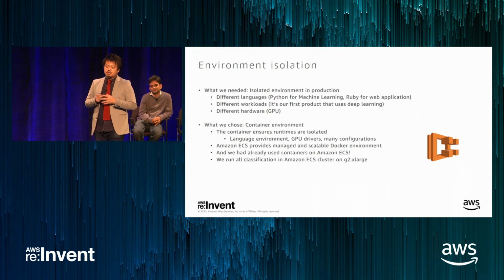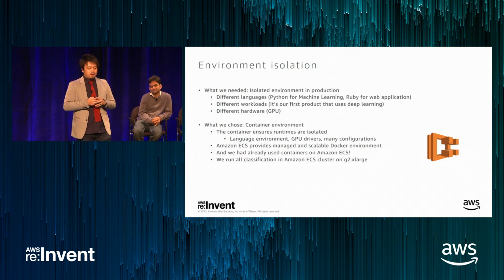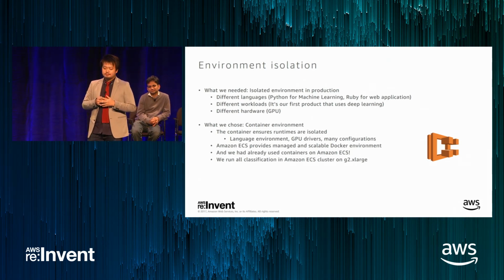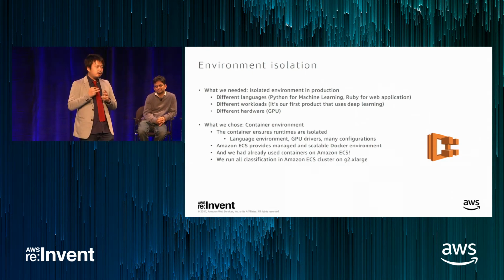In order to carry out deep learning in production, isolation of the environment was also necessary. Image classification software was written using a different language than we used, and it has a different workload from a web application. Finally, in many cases, software for deep learning demands GPUs. This is a clearly different point from the web application that we have developed in the past.